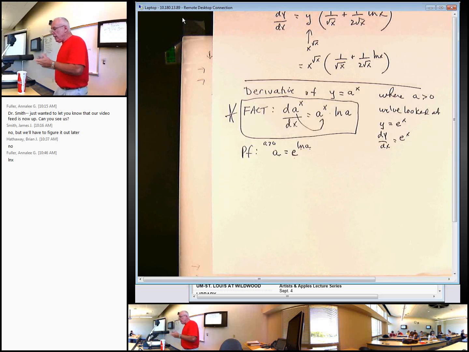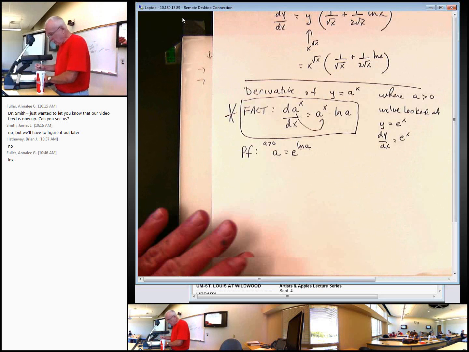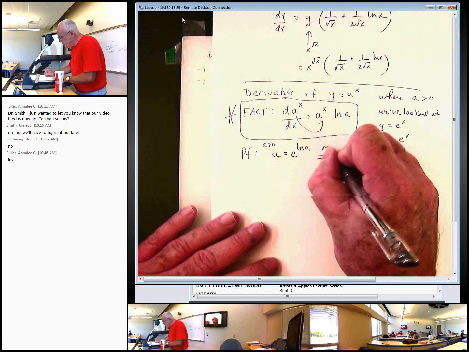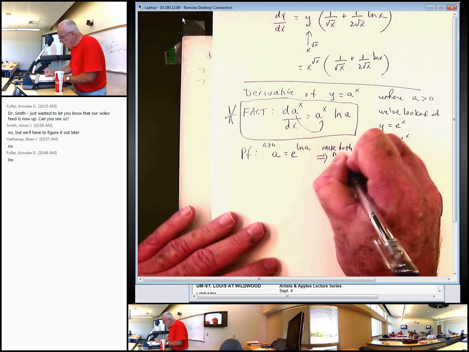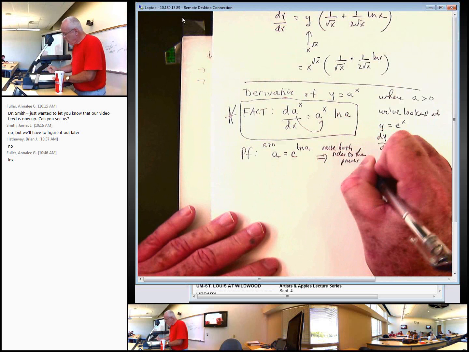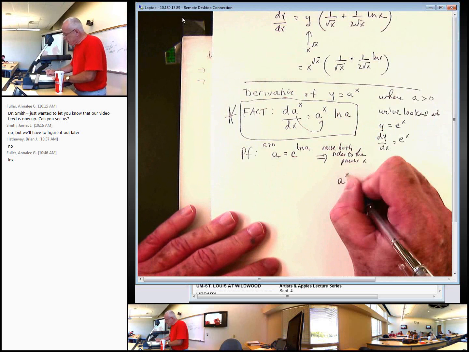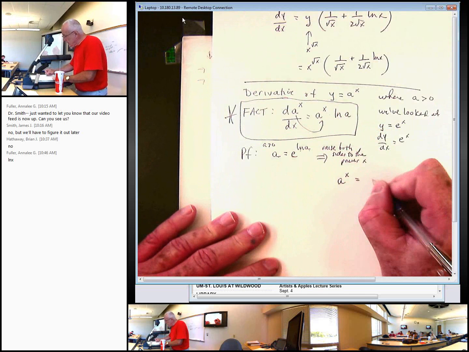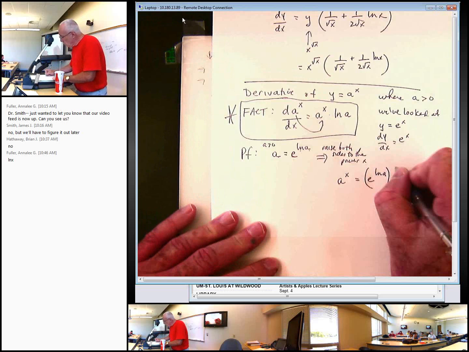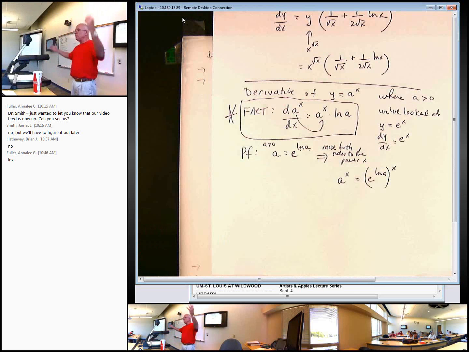Okay. So a can be rewritten as e to the ln of a, because e and ln are inverses of each other. All right. So therefore, let's raise both sides to the power x. So therefore, a to the x power is equal to e to the ln of a, raised also to the x power. I'm just raising both sides to the same power x.